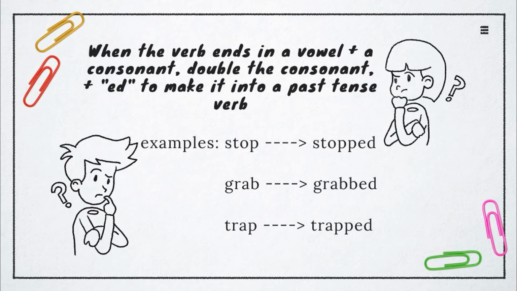For a verb that ends in a vowel followed by a consonant, we simply double the consonant and then add ed at the end to make it into a past tense verb. Let's look at some examples. First one, stop. S-T-O-P. O is a vowel, P is a consonant. So just put two P's and then add ed at the end to make it into a past tense verb. Stopped. S-T-O-P-P-E-D. Next one, grab, grabbed. Two B's. And the last one, trap, trapped with two P's.